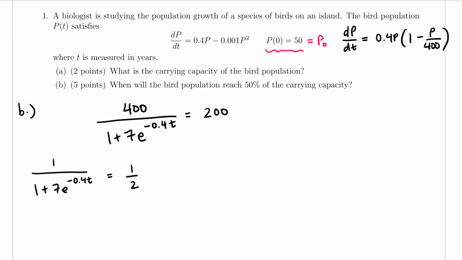At this stage, I can use whatever technique you want to use. You can take the reciprocal of both sides of the equation, or you can cross multiply if that's what you'd like to do. That'll all give you the same answer. So I'm just going to take the reciprocal of both sides of my equation. I'm going to now subtract 1 from both sides. Now I can divide both sides by 7.